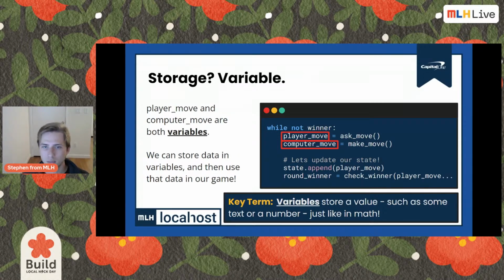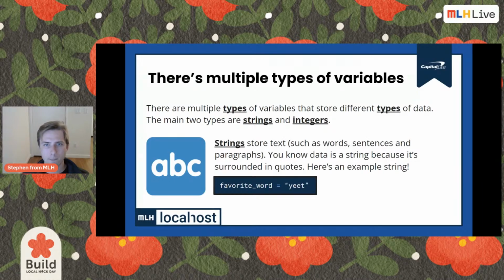And variable is another term that we haven't defined yet, but a variable is something that stores a value, like a number or some text. It's really similar to math, where you can say x equals 5. Here you can say player move is equal to the outcome of this function. There's multiple types of variables. I talked about 2 examples. You could store text in a string variable. That's just a name that is pretty much universally used to describe a set of characters. And you can also store variable information as integers. So an integer, if you're not familiar with that word, basically just means a whole number. So like 1, 2, 3, or -3, those could all be examples of integers.